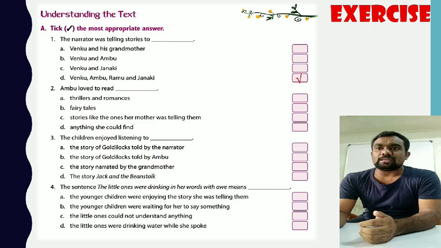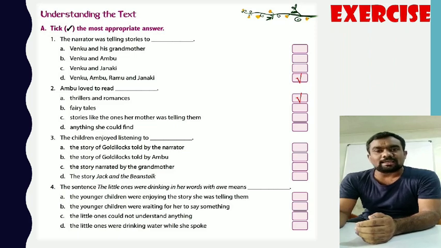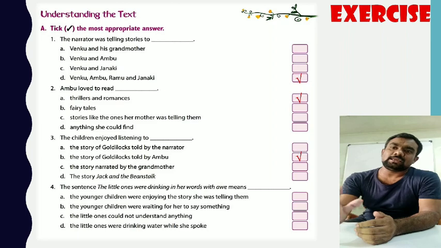Second one, Ambu loved to read. So what kind of stories did Ambu love to read? Here four options are given. Thriller stories, thrillers and romances, fairy tales, stories like the ones her mother was telling them, and anything she could find. So these are the four options. First option, thrillers and romances, is the correct answer. Third one is children enjoyed listening to. Four options are there. In that one, more than mother's version, they liked Ambu's version of Goldilocks. So option B is the correct answer.